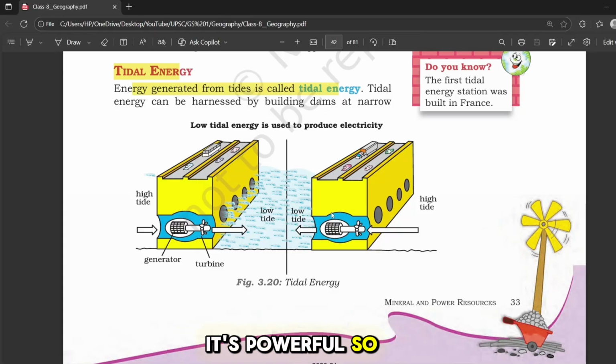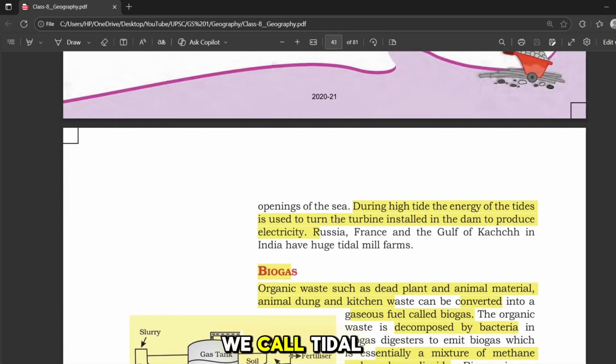It's powerful. So we use that kinetic energy of moving water to turn the turbines that are fitted inside the dam. When the tide goes down during low tide, the water that was stored inside the dam starts flowing back to the sea, again turning the turbines. So basically both high tide and low tide movements are used to rotate the turbines, and that rotation helps generate electricity. This is what we call tidal power.